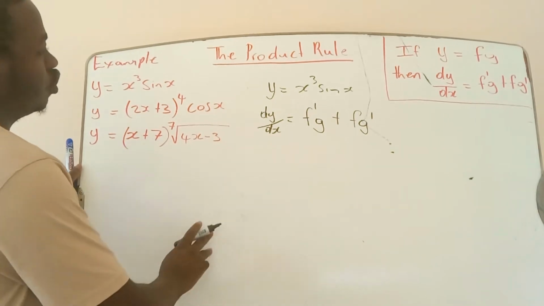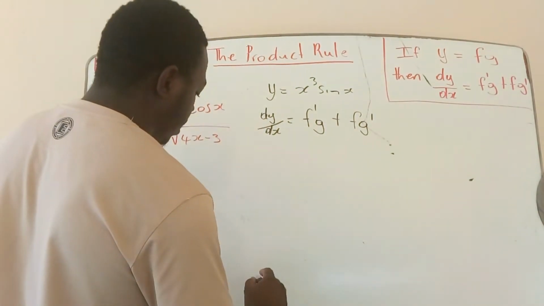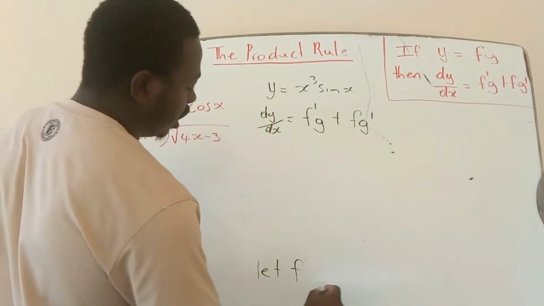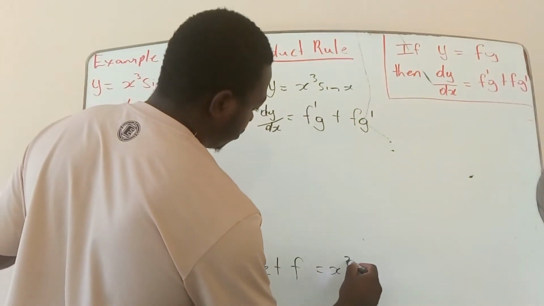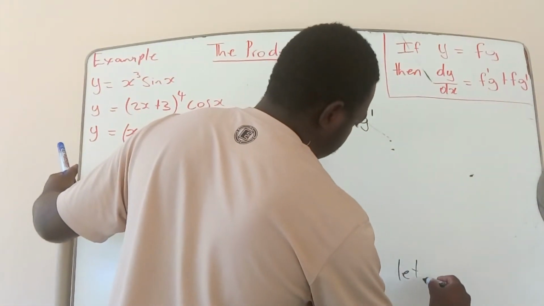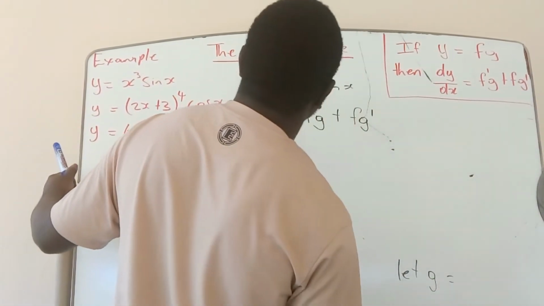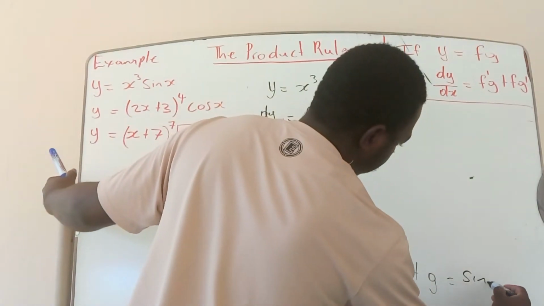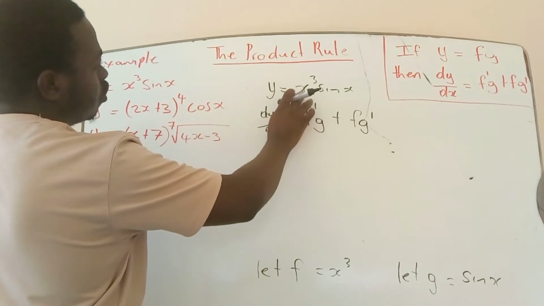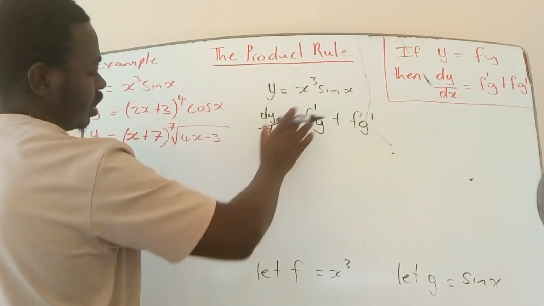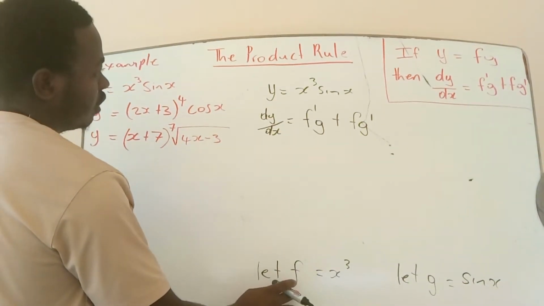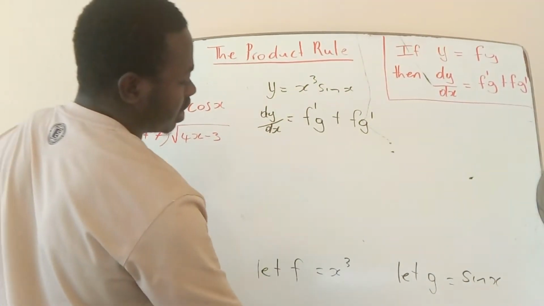Now, what you can do is to write a statement to say let f, which is the f function, equal x cubed, and also let g equal sine x. Because if you have x cubed, this is saying x cubed times sine x, so you have two functions. So we call the first one, which is x cubed, f, call the second one, which is sine x, g.